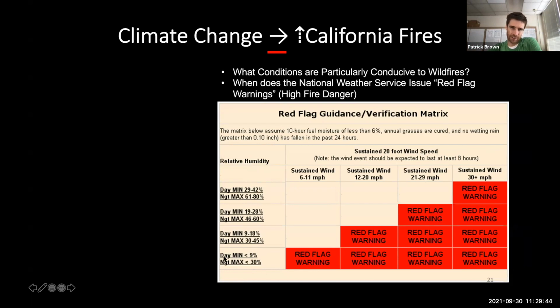So they make this distinction between daytime minimum and nighttime maximum. But that's not important. What's important here is just that you're more likely to get a red flag warning when it's dry, so low relative humidity. Then over here we have wind. So you're more likely to get a red flag warning when it's windier. So if you have relatively high relative humidity, then you need a lot of wind to get a red flag warning. And if you have relatively low wind, then you need it to be very dry to get a red flag warning. But you can just see how these variables interact.